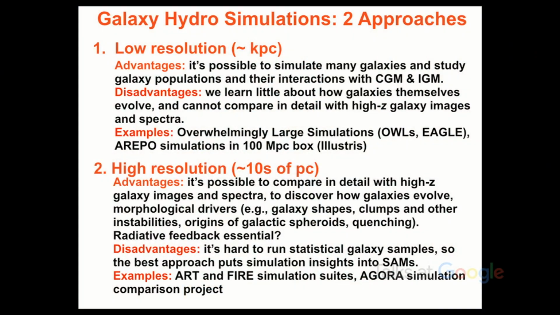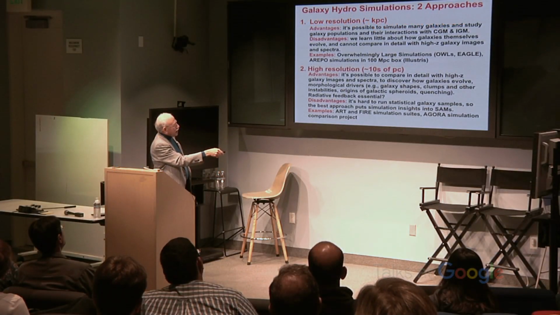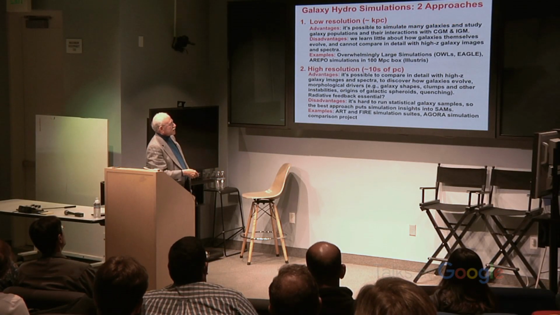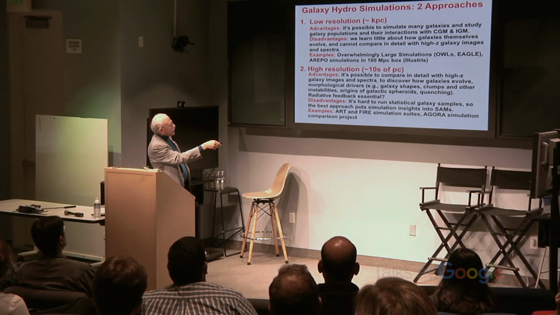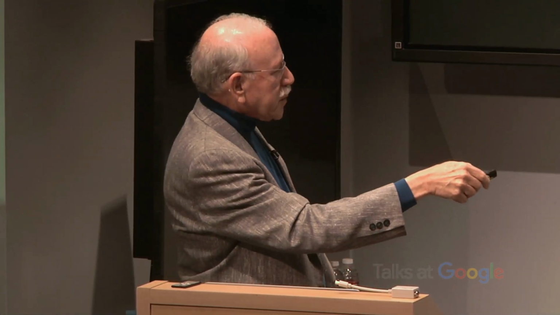There's basically two approaches. Low resolution approaches, kiloparsec, that's about 3,000 light years. Small compared to the size of a galaxy, but very large compared to the regions where stars actually form. And then much higher resolution, tens of parsecs, so that's 100 elements compared to these, and that's 100 cubed because it's 100 in each of the 3 dimensions. So these are much more expensive simulations.